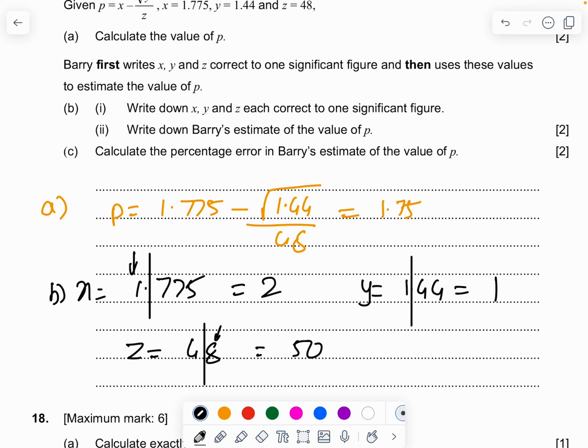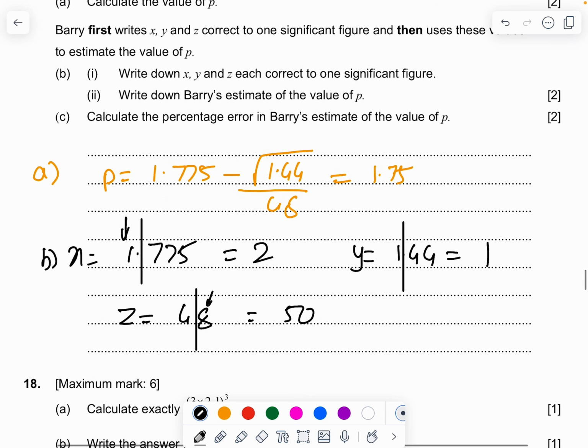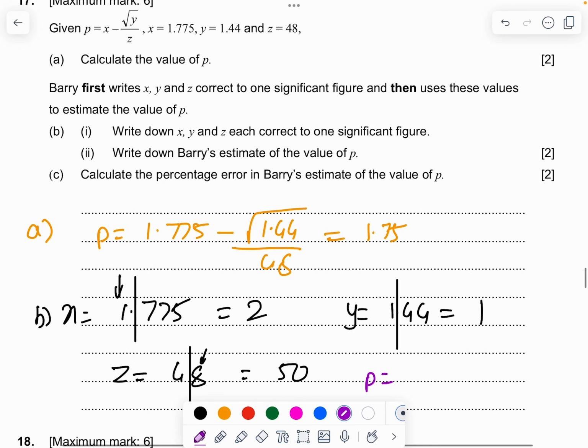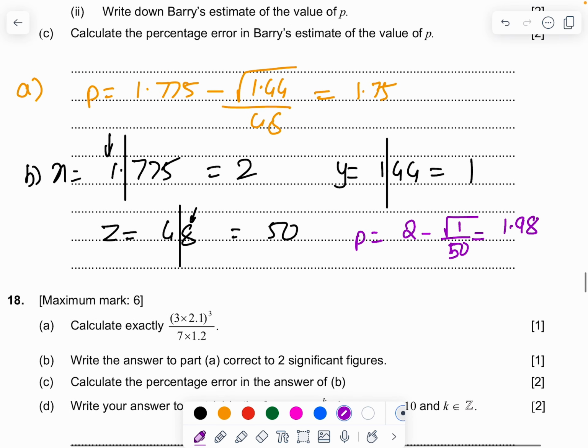Write down the estimate value for P. Now we have to use these values to get the value of P. So what should I be doing? P equals x, which is 2, minus square root of y, 1, divided by z, which is 50. So it's going to be 1.98. Calculate the percentage error when he is doing this estimate. He got 1.98, but the original value is 1.75. Every time divide with the original value times 100. So it is going to be 13.1%.